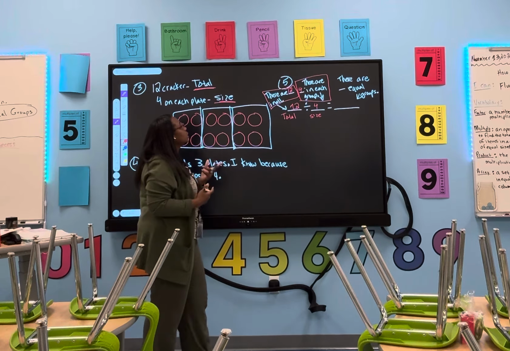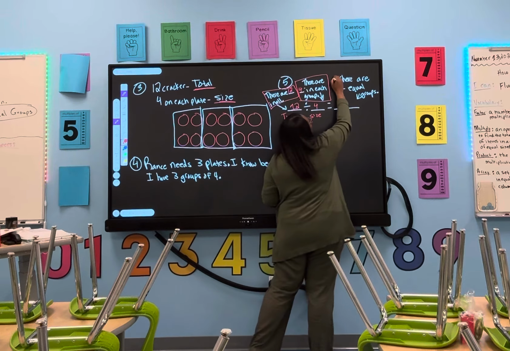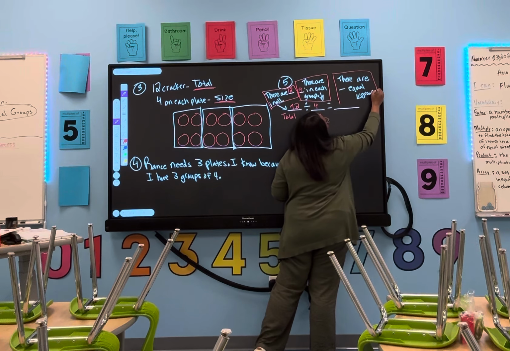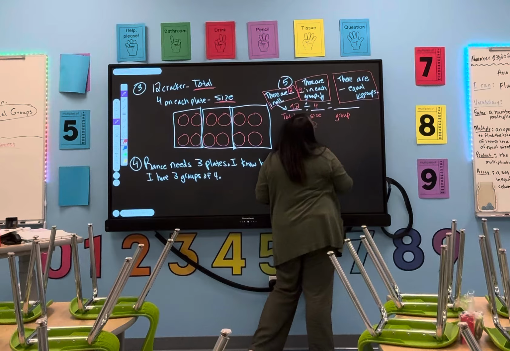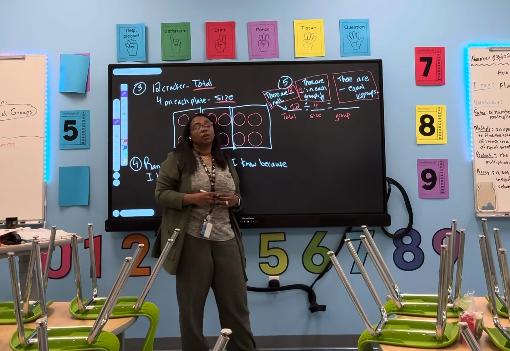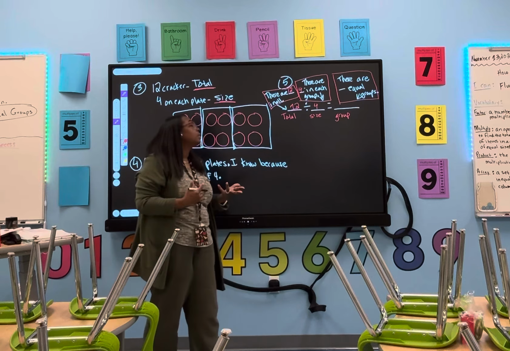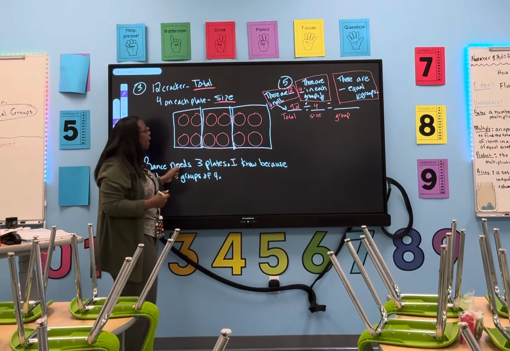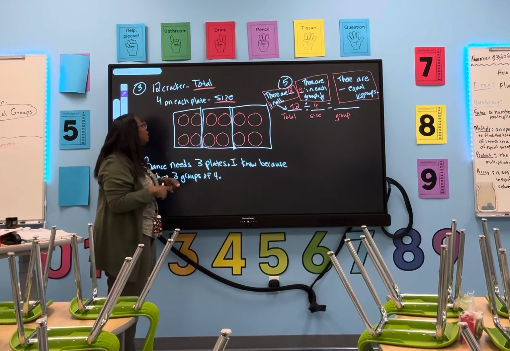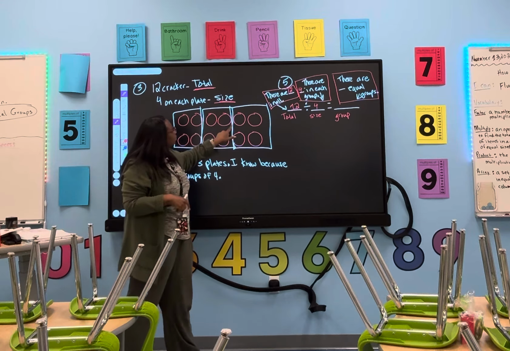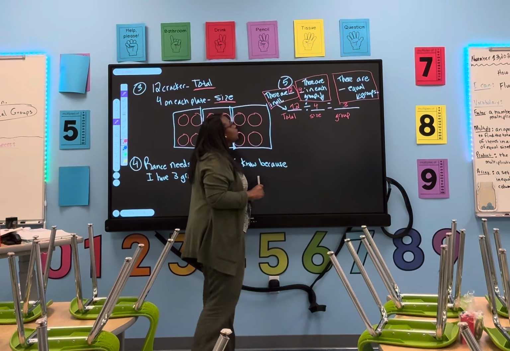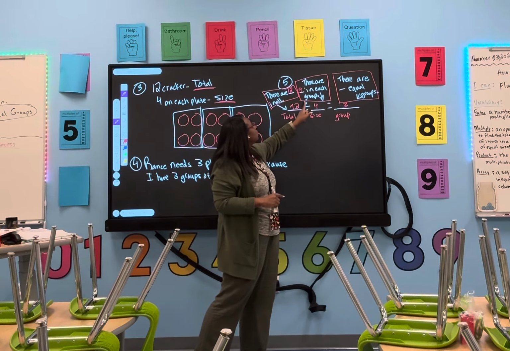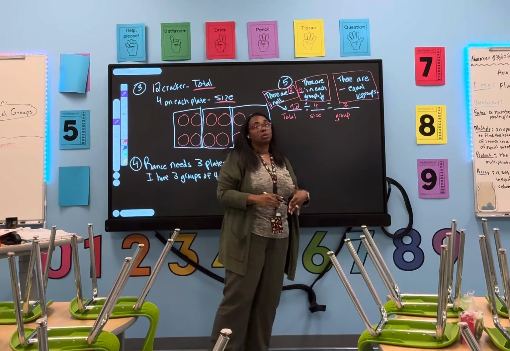Now we're going to go to the last box where it says there are blank equal groups. Now I need to know how many groups I have. So the unknown, or the answer that I'm looking for here, is going to be my groups. So I just need to count how many boxes I have, because we group them by boxes. I have 1, 2, 3 boxes. So there are 3 groups. So the division equation would be 12 divided by 4 equals 3.